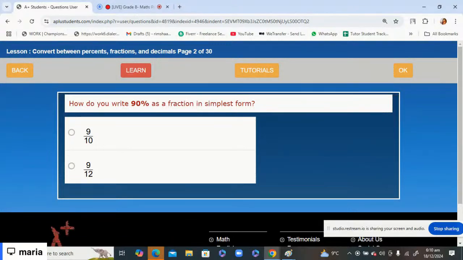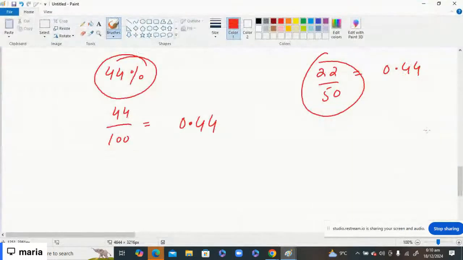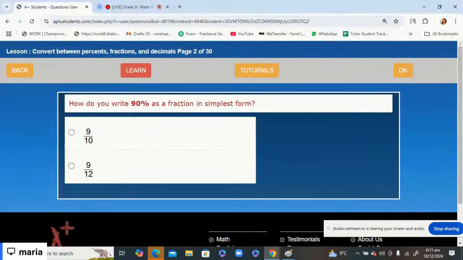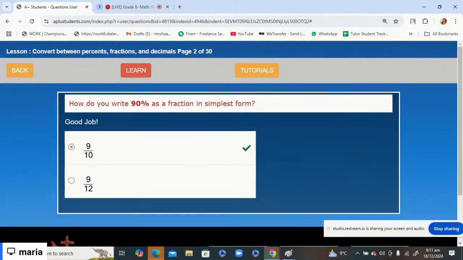How do you write 90% as a fraction in the simplest form? Let's see. This is 90%, so we're going to convert it to a fraction. How can we convert 90 over 100? The 0 and 0 should be cancelled. 9 by 10. So 9 by 10 is the answer. Let's go with it.